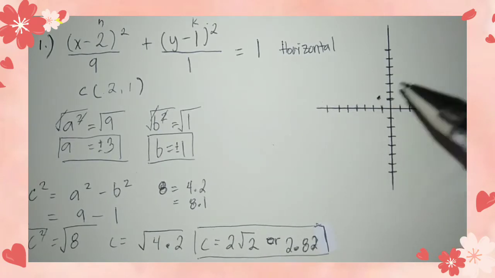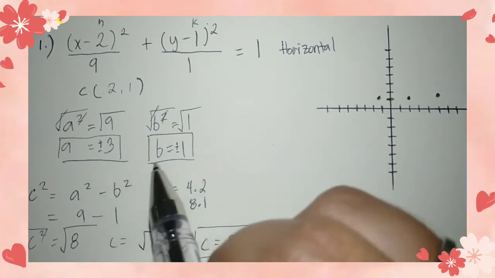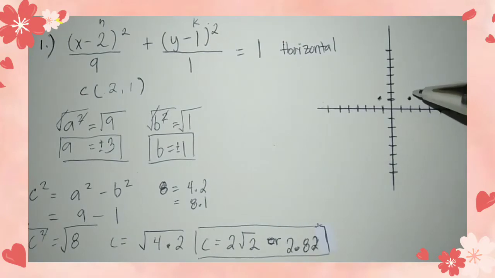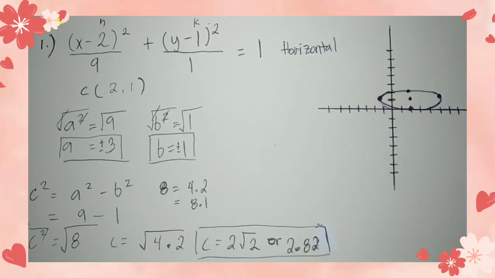Okay? The next thing to do is to graph our co-vertices or doon sa ating minor axis siya nakalagay. Since ang ating minor axis is itong y-axis. So, we have positive 1 as upward and negative 1 as downward. So, positive 1, of course, nandito lang siya. And negative 1, since downward yon, nandito siya. And here it is. What we are going to do next is just to connect the dots. Okay, so we have our ellipse. Okay, so yan na yung ellipse natin.